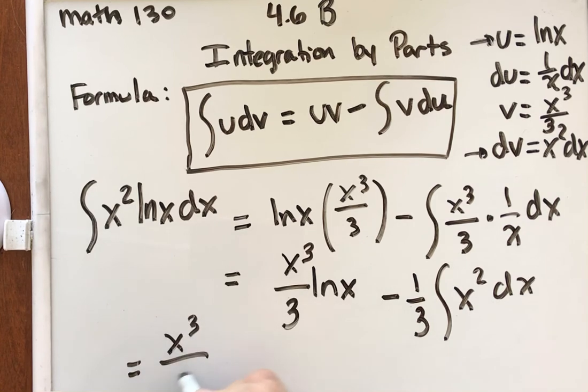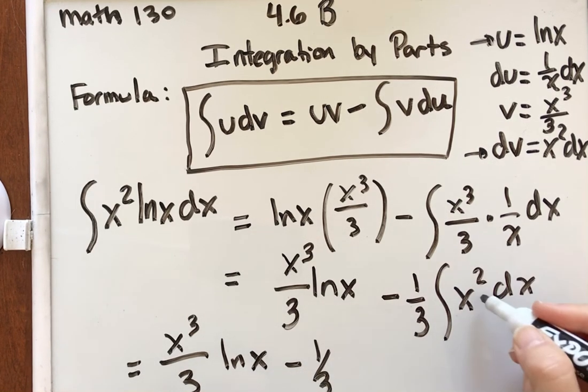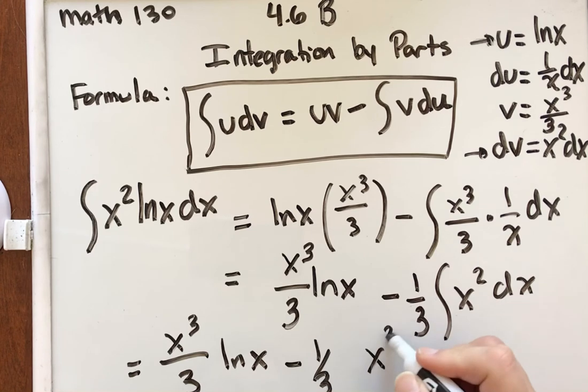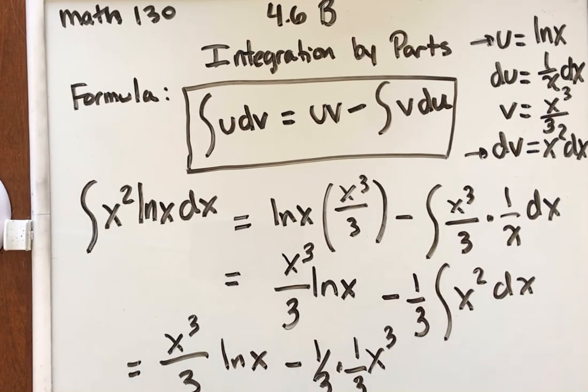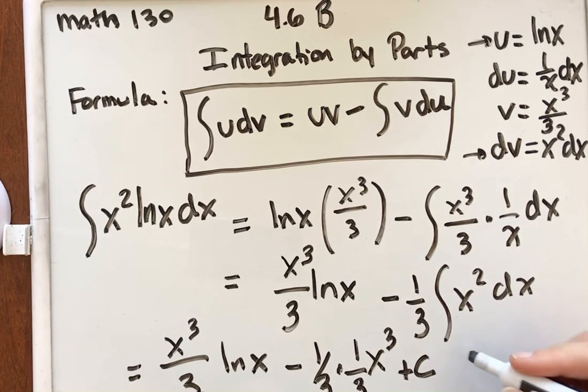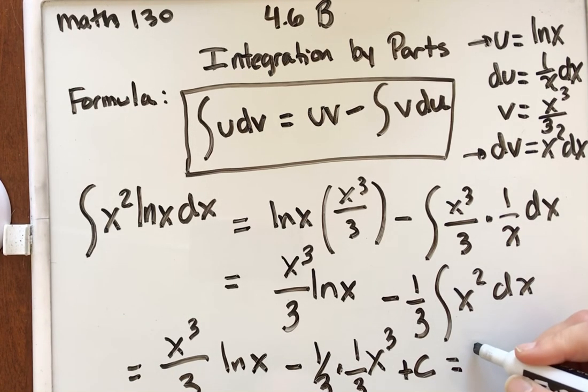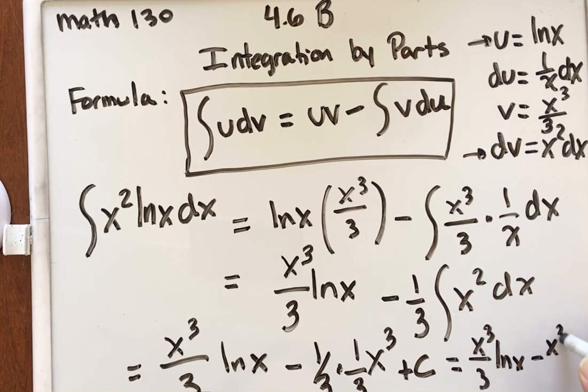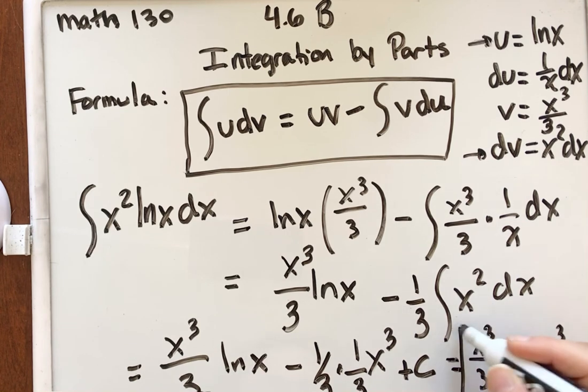Okay, so let's continue on this problem. We have x cubed over 3 ln x. We're going to integrate x squared. So I keep the 1/3. I'm going to add 1 to 2, and then I'm going to multiply by the reciprocal, the same thing as dividing by 3. And then we write plus c. Okay, so our answer is, let me write this again, x cubed over 3 ln x minus x cubed over 9 plus c. And there's our answer.